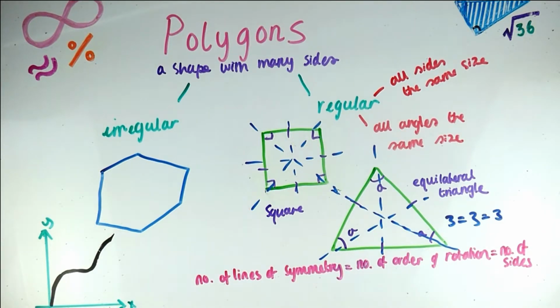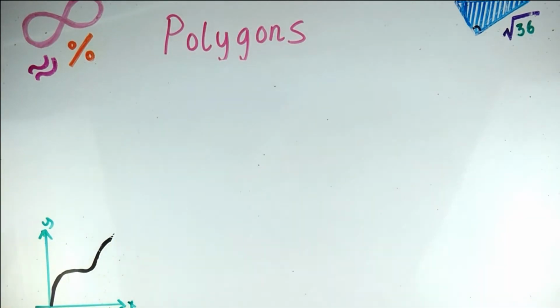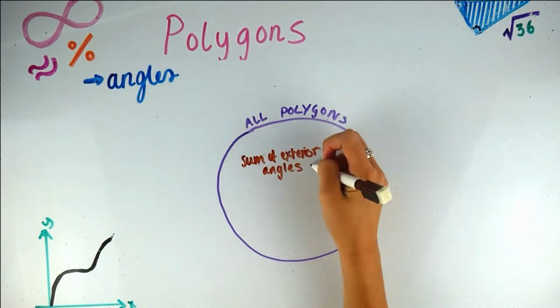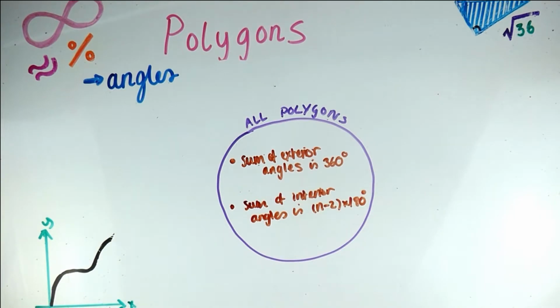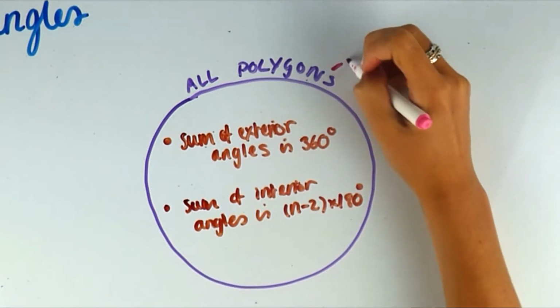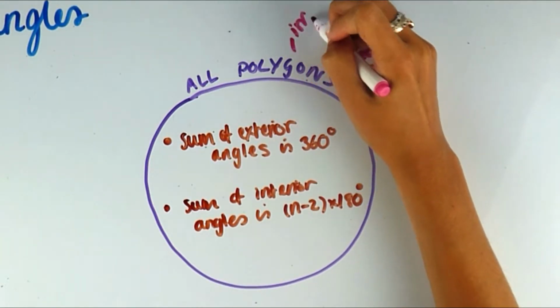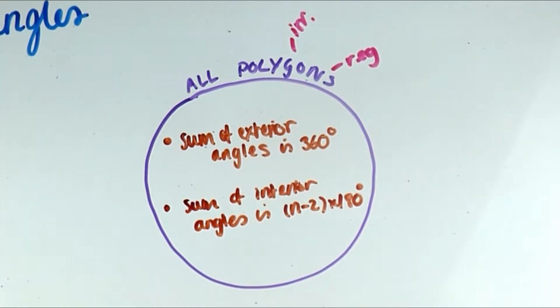So let's go on to looking at some theory about the angles before going on to some questions. The questions you get on polygons normally always involve the angles. So we're going to look at key points that we need to know to be able to answer the questions. Okay, so these here are 2 facts that work for all polygons. So all polygons means you've got the regular and the irregular. It works for both.